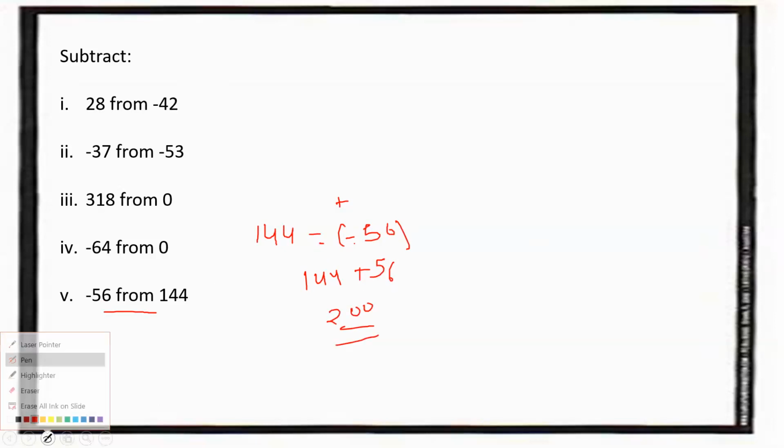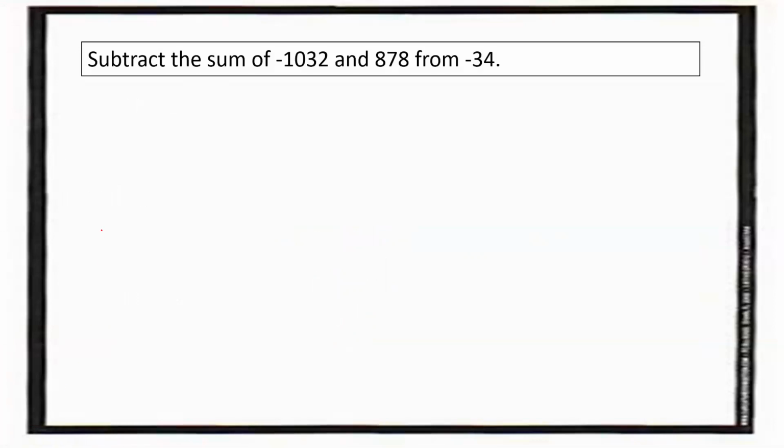Okay. So now let's go for a word problem. Let's subtract the sum of minus 1032 and 878 from this. Okay. So what you have to do, first of all, you have to find the sum of these two, and then when you get the sum, you have to subtract the sum from this number. So step one is to find the sum, or to add these two. So minus 1032 and 878. So we will write this digit as it is, and instead of "and" we will put plus.